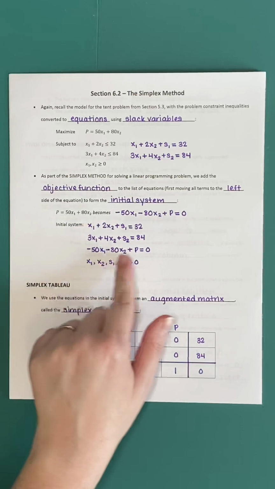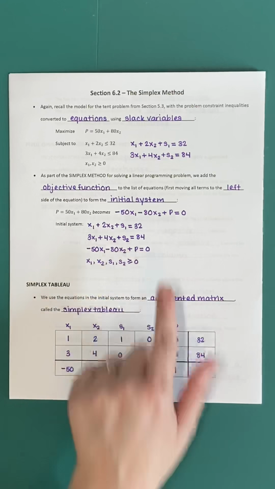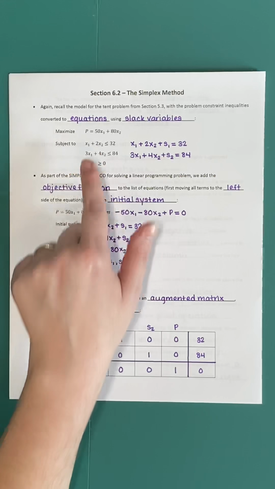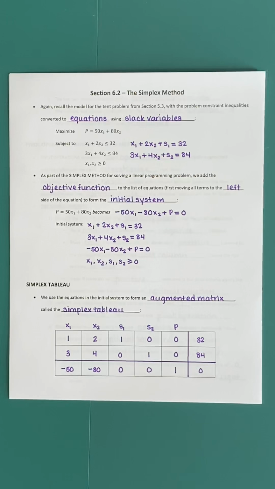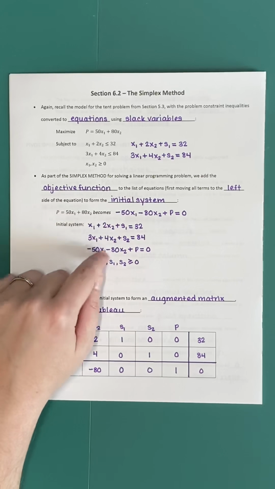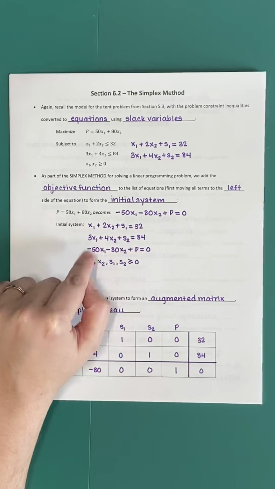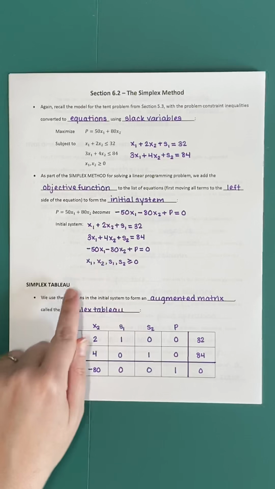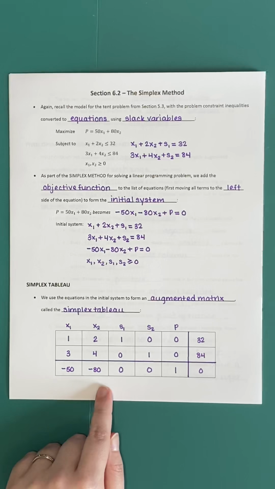We're going to take this initial system representing our linear programming problem and use it to write an augmented matrix. We have to be really, really careful when we do this, just because there are so many variables. Think about how many variables there are now. All three equations contain x1 and x2. That's going to be in every equation, and that's going to be the first column and the second column in our augmented matrix.